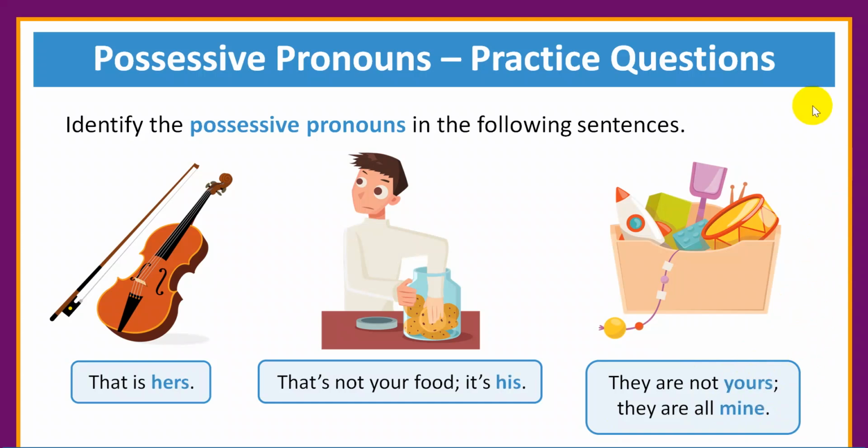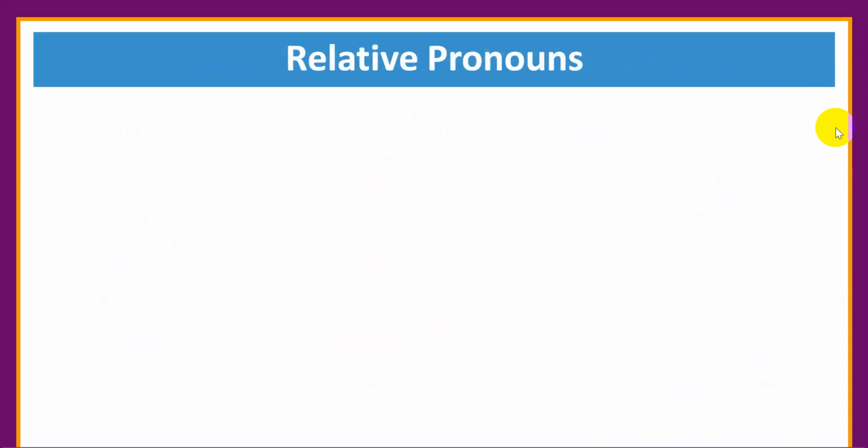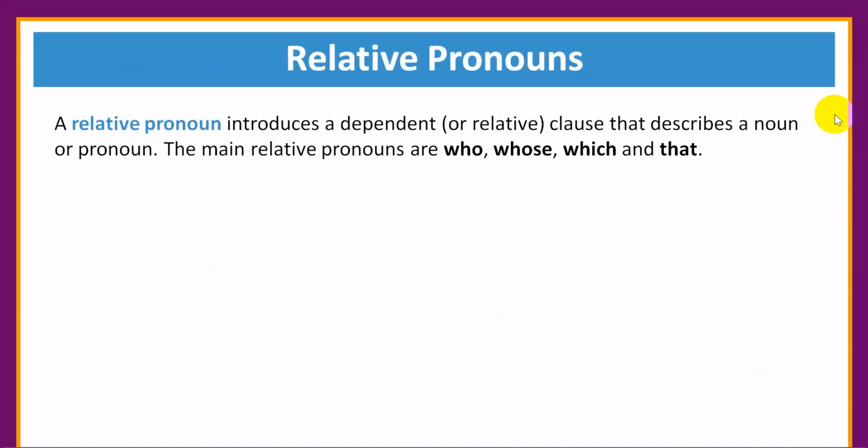Let's go further. The third type of pronouns is the relative pronouns. A relative pronoun introduces a dependent or relative clause that describes a noun or a pronoun. The main relative pronouns are who, whose, which, and that.